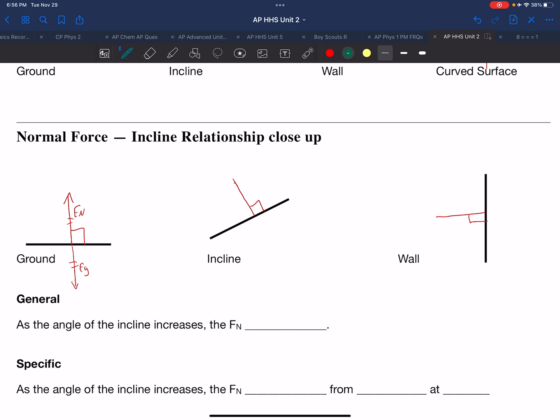gravity still points toward the center of the Earth. Since Fg equals mg, it only depends on the mass and the acceleration caused by gravity. So Fg is going to be the same irrespective of the orientation of the wall or the surface it's sitting on. So this Fg is oriented exactly the same way as this Fg, and they're the same magnitude. And the same is true over here. This Fg is exactly the same.